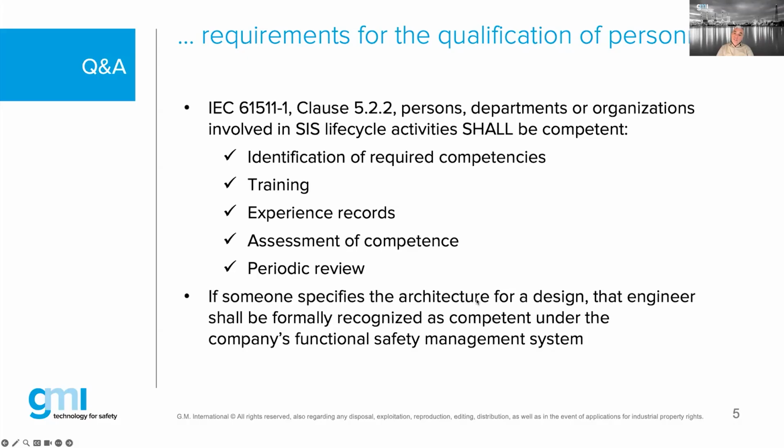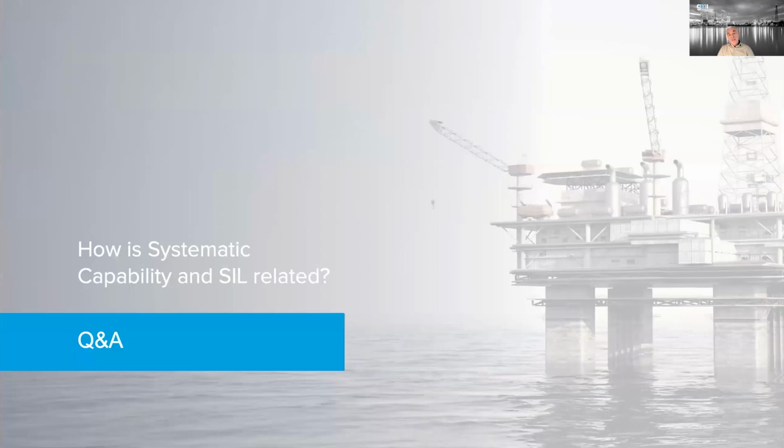If someone specified the architecture for your design of your safety system or loop, well, that engineer shall be formally recognized as competent under the company's functional safety management system. And by the way, there is another webinar recorded, called Functional Safety Management, where we will most likely explain a bit more what the purpose of a functional safety management is.